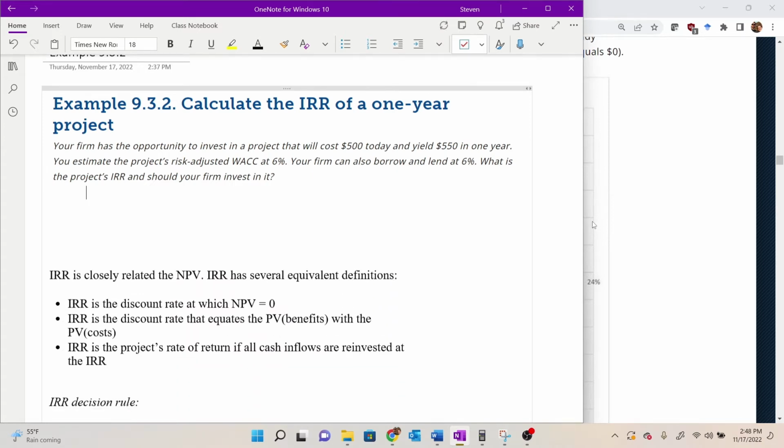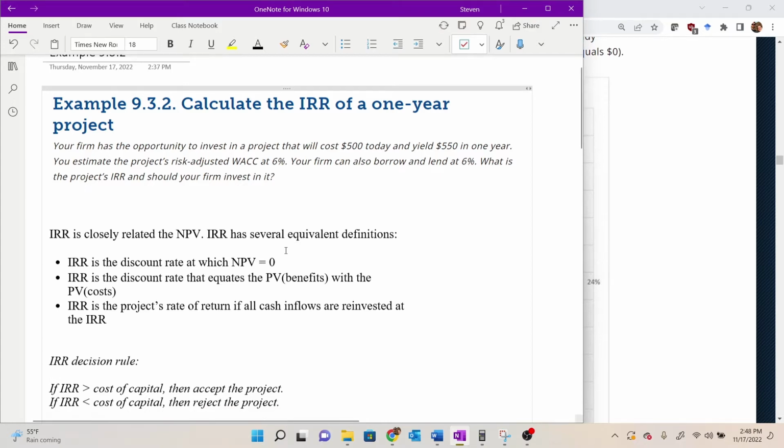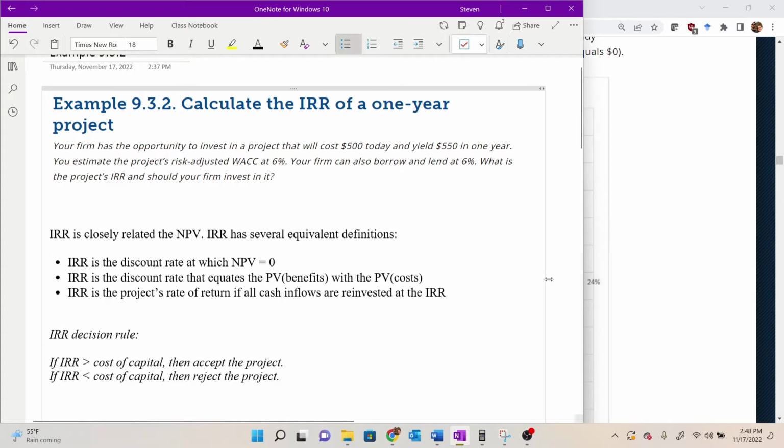IRR goes by at least three different equivalent definitions that we'll take advantage of to be able to calculate it and interpret it. The first definition is that the IRR is the discount rate at which net present value equals 0. In other words, we would set up the same net present value equation, set it equal to 0, and solve for the rate that makes it true, which we'll do in just a minute. Another definition is that IRR is the discount rate that equates the present value of the benefits with the present value of the costs. Those first two definitions turn out to be equivalent.